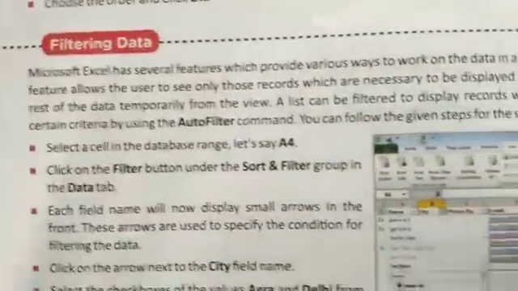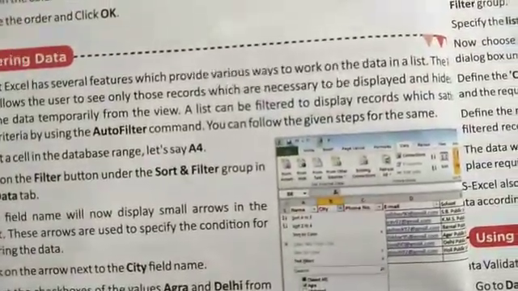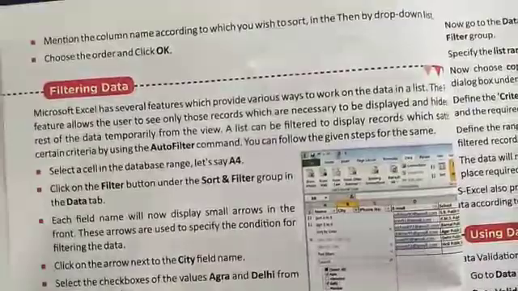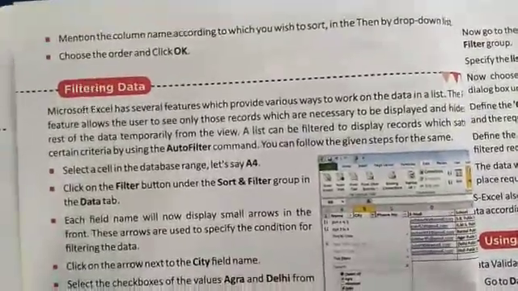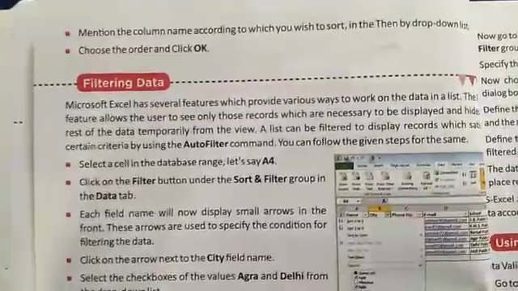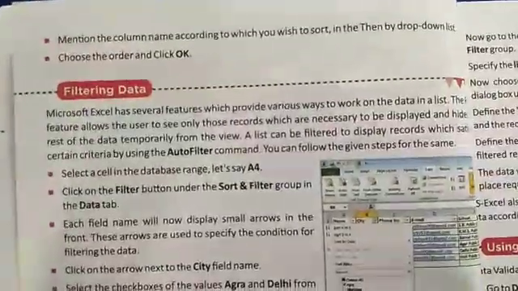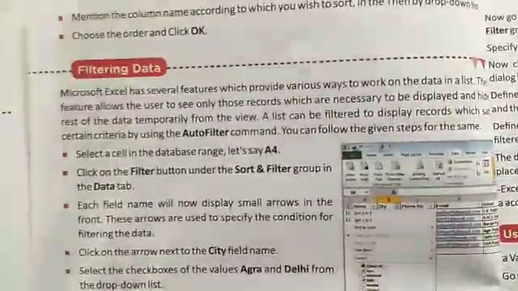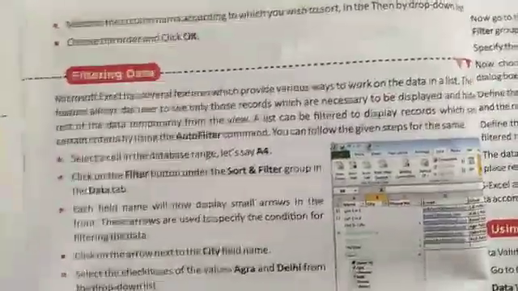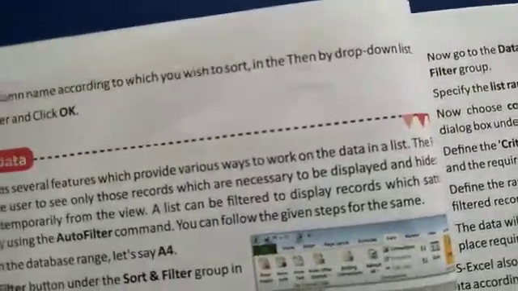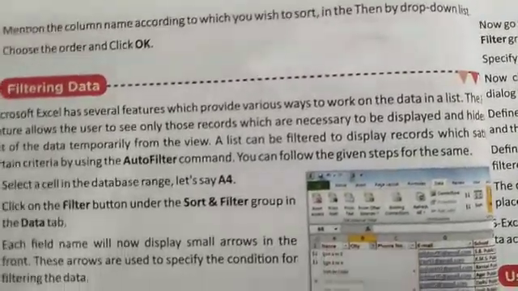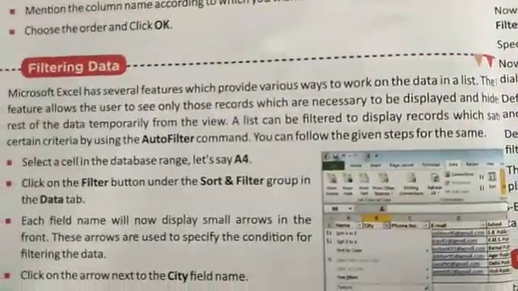Microsoft Excel has several features which provide various ways to work on the data in a list. The filter feature allows the user to see only those records which are necessary and hide the rest of the data temporarily from view. A list can be filtered to display records which satisfy the given criteria by using the auto filter command.